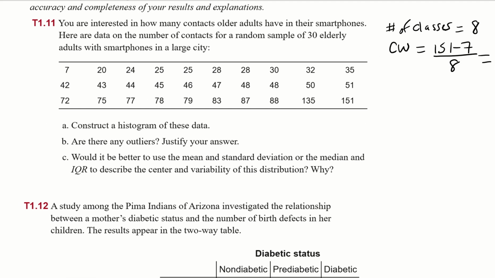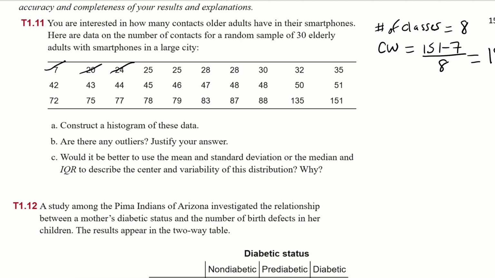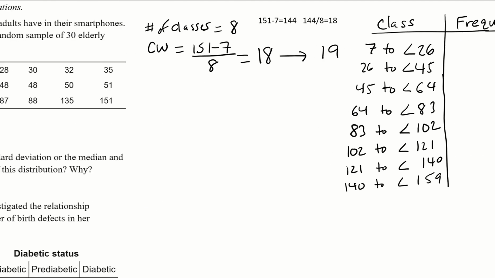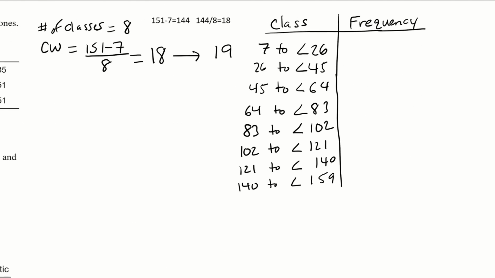Okay, so from 7 to 25, so that's 1, 2, 3. We do not include 25, or actually, no, we include 25. I'm sorry. We wouldn't include 26 in that first row, but we could include 25. That's 1, 2, 3, 4, 5. That's 5 numbers. So this is fine.